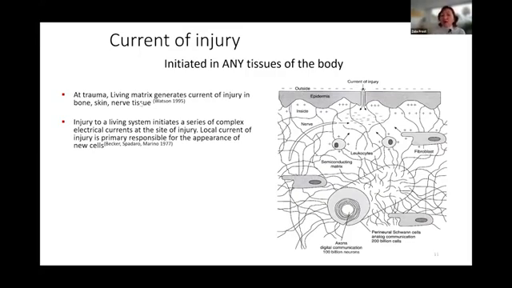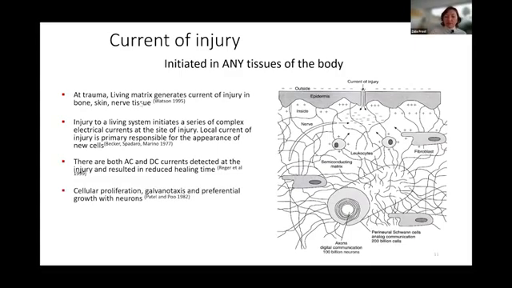So you create faster regeneration of the damage. You create proliferation of new cells. There are both AC and DC currents detected at the injury sites, resulting in reduced healing time. And guess what we deliver with InterX? We deliver all of it. So we actually assist electrically for this healing time.